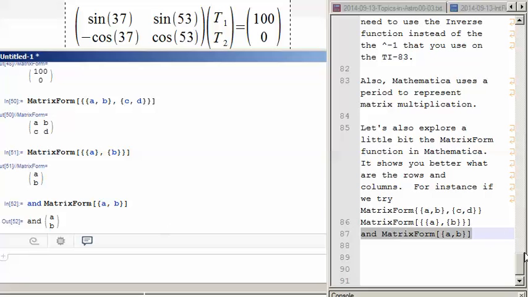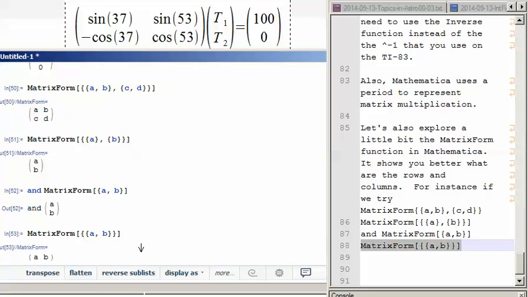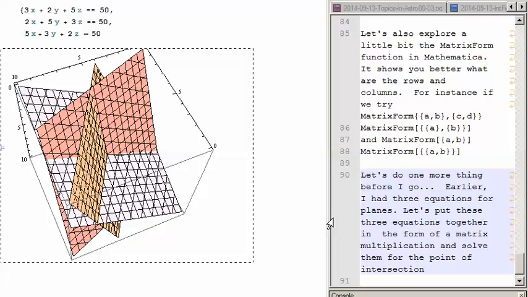How about this one? How would I get two of them right next to each other? Let's go matrix form, A comma B like this. And that would give us a horizontal probably. Yeah, that gave us horizontal. Okay, let's do one more thing before I go.